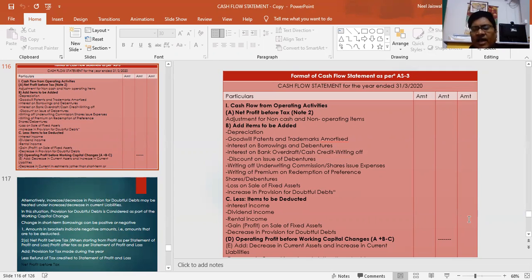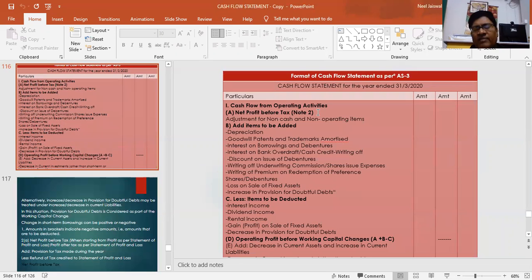And we will have our cash flow from or cash used in different activities. Let's start. So our particulars, cash flow from operating activities. Number A, net profit before tax. We have done the workings on net profit before tax.